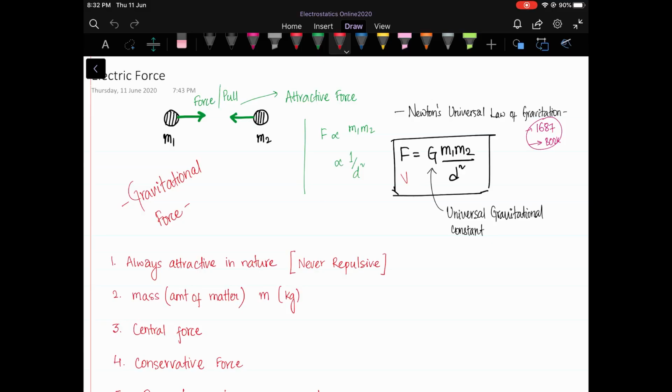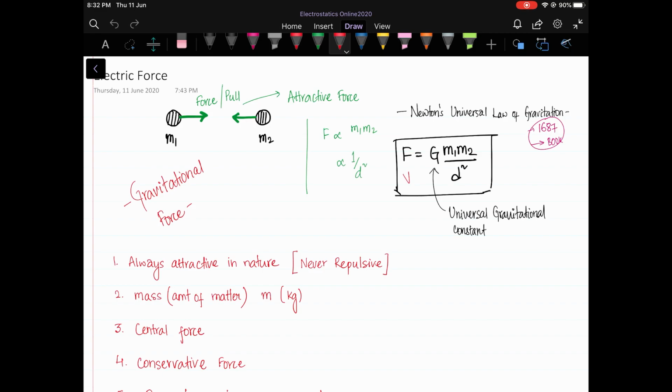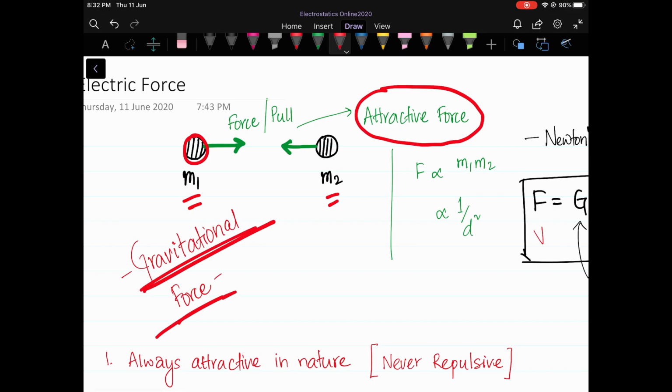Our first topic we're going to start with is electric force from the NCERT textbook, first chapter. To learn about this force, first we must learn a little bit of gravitational force that you have covered last year. If we have a mass m1 placed in front of mass m2, there is always going to be an attractive force between these two masses, which we call gravitational force.